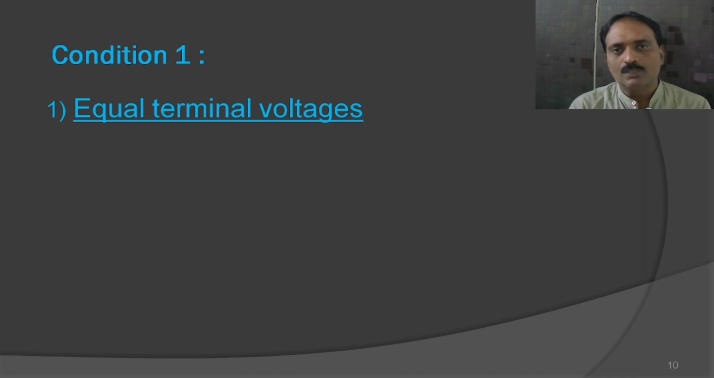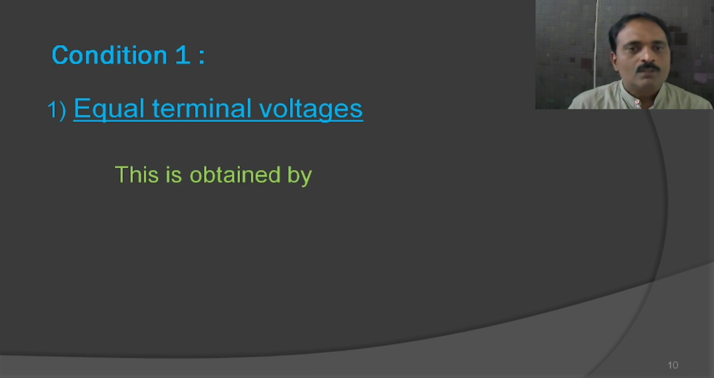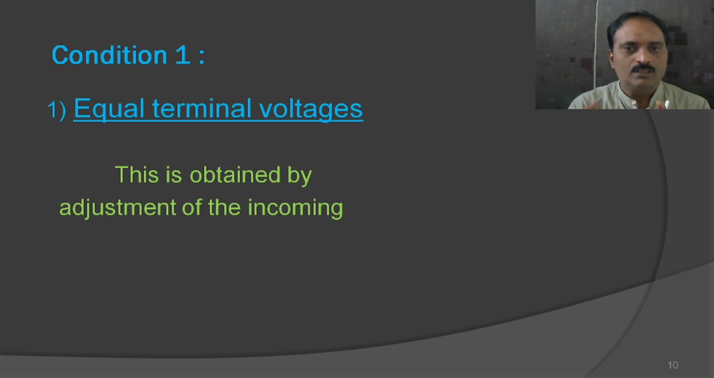So the voltages should be the same for the alternator which is to be connected in parallel. Generally the alternator which is to be connected in parallel is termed the incoming machine, and the one which is already connected to the bus bars is considered the existing machine. These two terms are essential for us to understand things. Generally the voltage is maintained constant by adjusting the magnetic flux or magnetic field strength of that particular incoming machine.